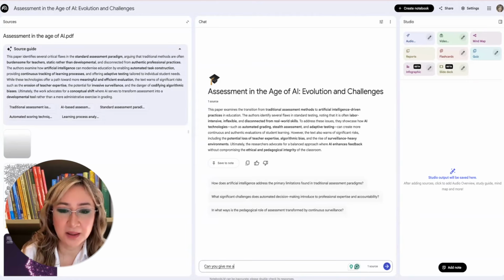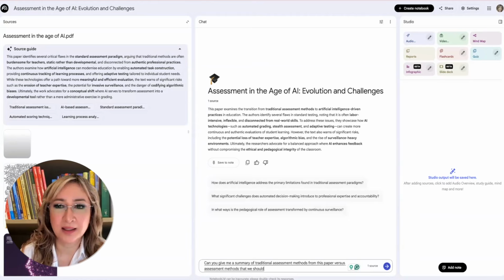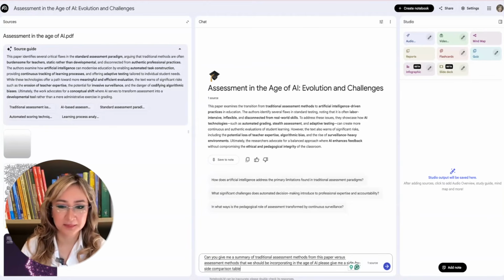Can you give me a summary of traditional assessment methods from this paper versus assessment methods that we should be incorporating in the age of AI? Please give me a side-by-side comparison table. Yeah, I think that would be useful. So that's what I want to see.